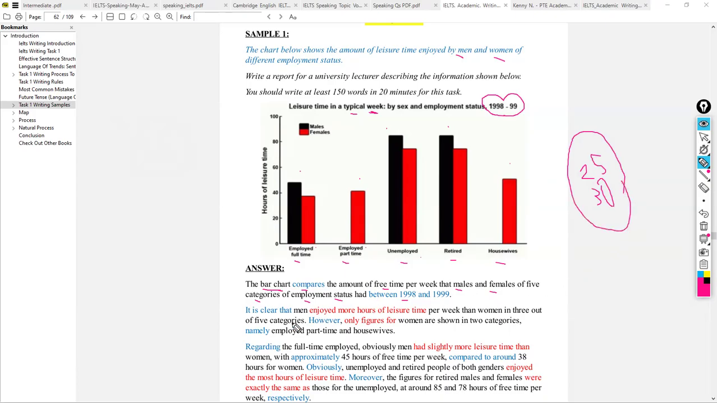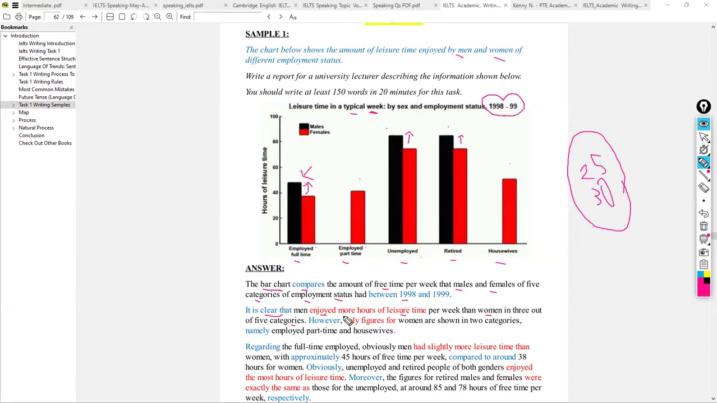Now, it is clear that men enjoyed more hours of leisure time per week than women. So this is a contrast. As we said, we have to look for similarities and differences. So in 3 out of 5 categories, we notice that the category of men is higher. Here the category of men is higher, and here the category of men is higher. Only 2 categories of women are higher than men.